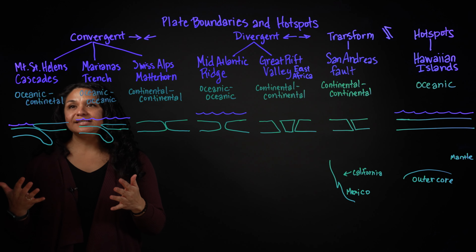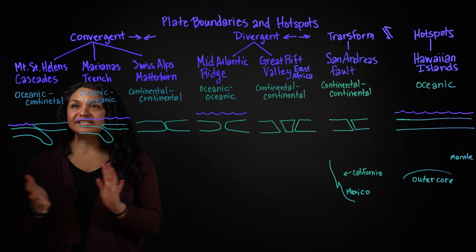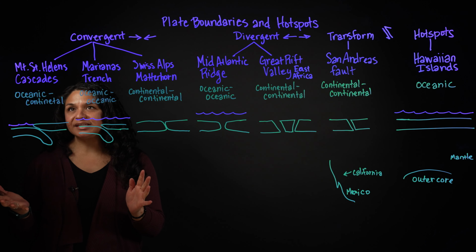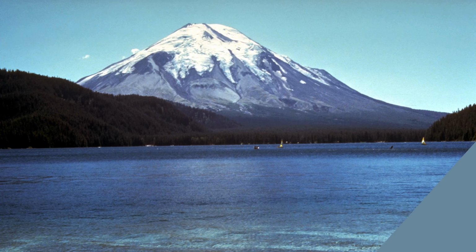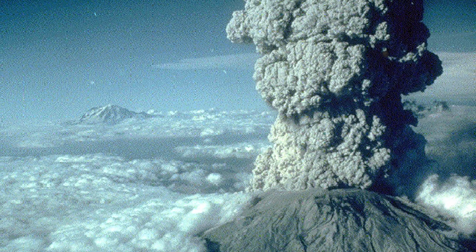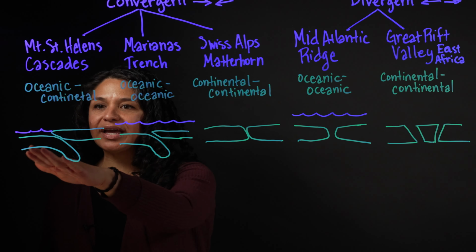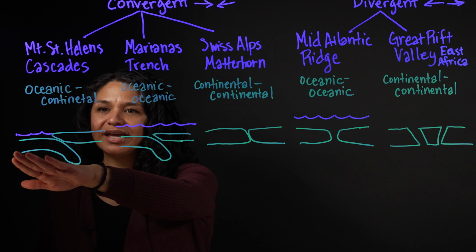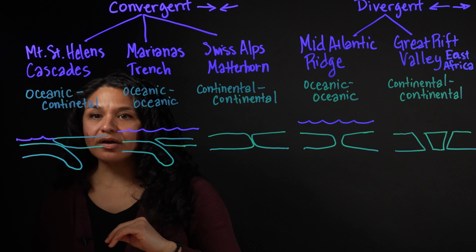The first one is right here where we are at George Fox University. In the Pacific Northwest, we have the Cascade Mountains, and a very famous mountain is Mount St. Helens, which blew its top back in the 80s, and that's what we're going to focus on right here. So what happens here is that we have an oceanic plate that is converging with a continental plate.